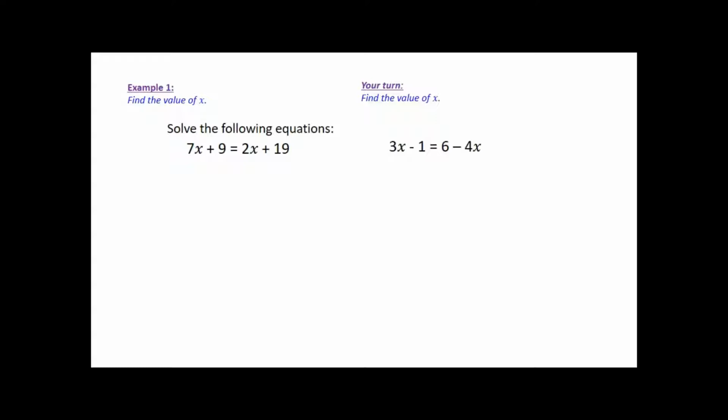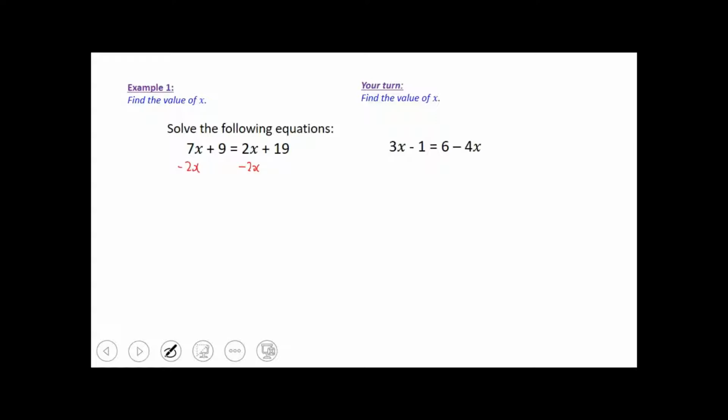Now, one of the things that I like doing is, when you've got 7x plus 9, and then you've got 2x plus 19, I want to get rid of the smaller amount of x. So what I want to do is get rid of the 2x. You need to remember 2x basically means 2 times x. So I need to get rid of the 2x on this side, and I need to get rid of that minus 2x on that side as well. Because it's a positive 2x, we want to get rid of it.